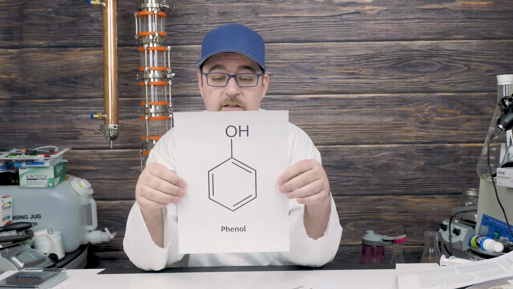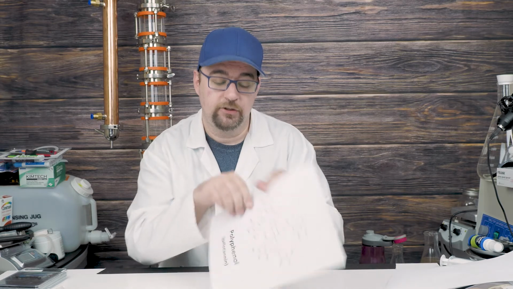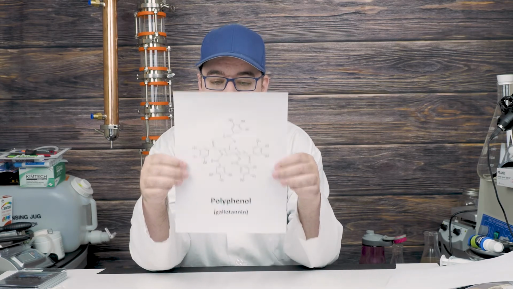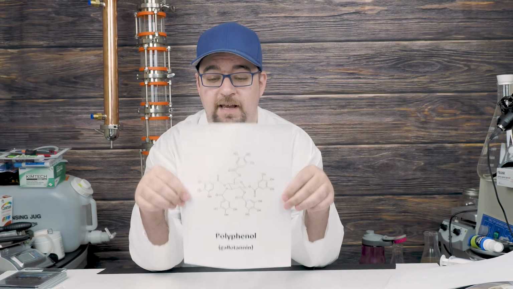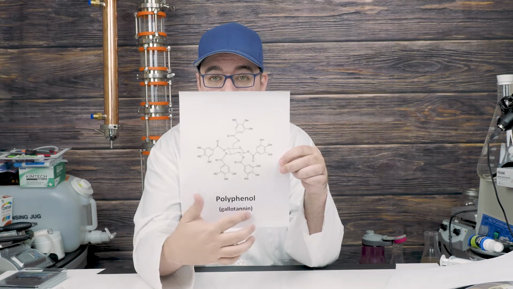They are a class of compounds based on a compound called a phenol. It's a benzene ring with an alcohol group attached to the top of it. When you get a bunch of them attached together, you get what's called a polyphenol or polyphenolic compound. This is what class tannins are in. This specific polyphenol is called gallotannin.